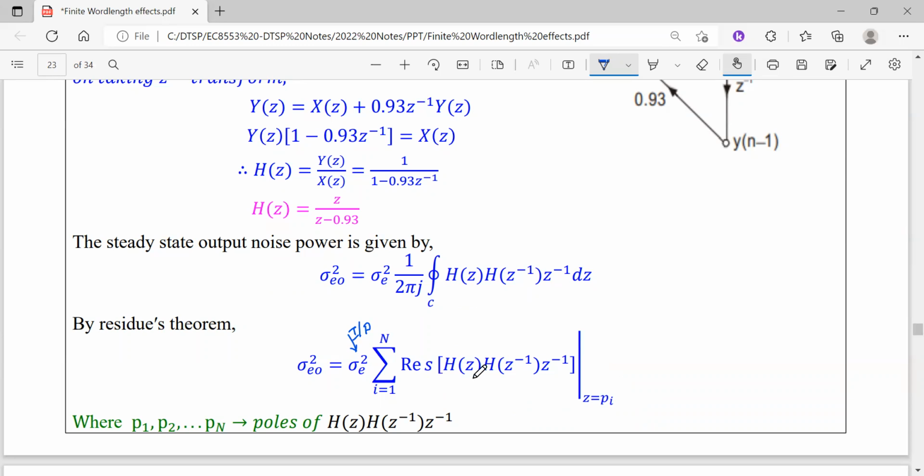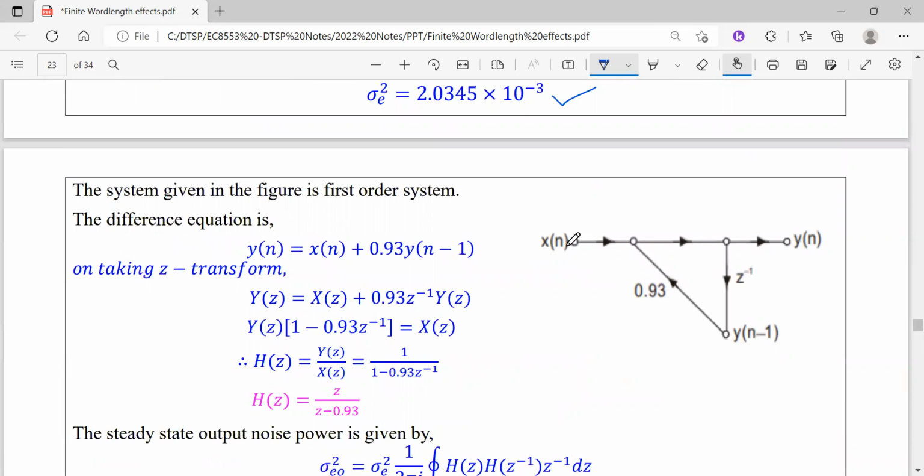Now, in the given problem, we don't have this H of z directly. H of z is not mentioned directly, but the system is represented as a signal flow graph. From this signal flow graph, we can represent the output and input relations. So here, as per this diagram, y of n is nothing but x of n plus 0.93 into y of n minus 1. In the feedback path, we have 0.93 y of n minus 1.